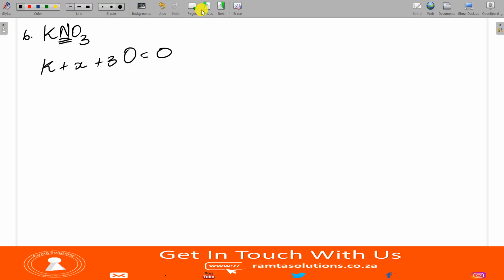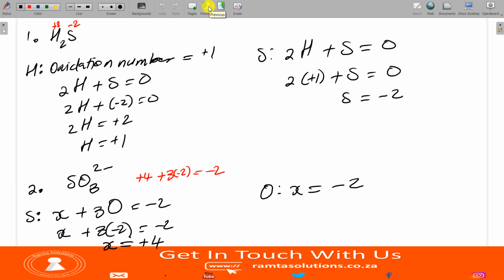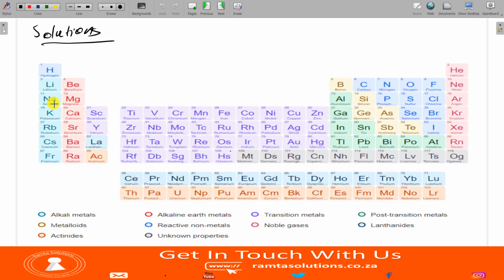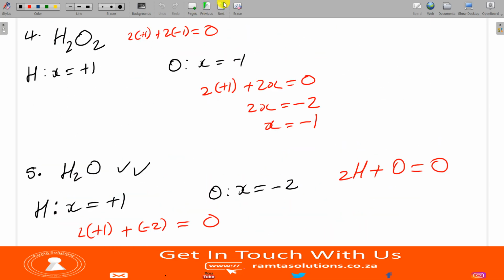Where is potassium? It's in group 1 for sure. So let's go and check it out. Potassium is in group 1. Here it is. It's in group 1. So it is +1, isn't it? It is +1.